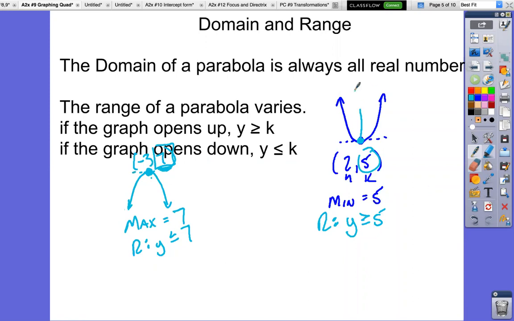And your domain is always, always, always all real numbers, which if I have not told you or if you have not been told, we don't have to write all real numbers. You can, but you don't have to. Instead, the symbol is an R with 2 legs. That's the symbol for all real numbers. Any questions?